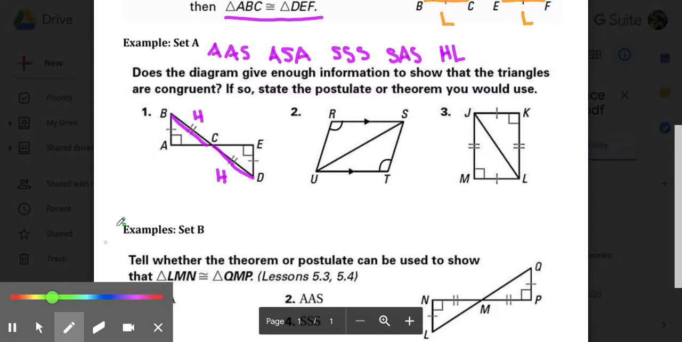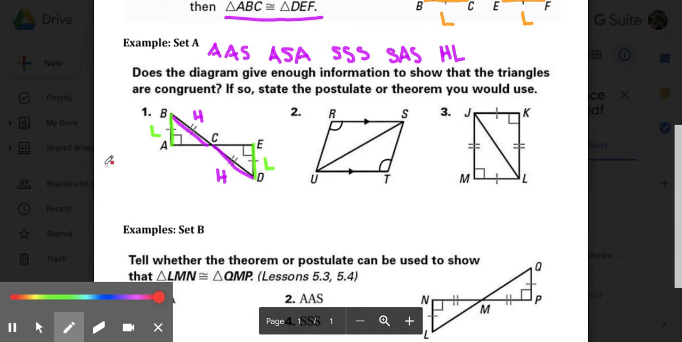Now, let's look for a leg. I see that I have a side attached to the right angle. That would be a leg there. And over here, I'd have another side attached, so that would be a leg. So we do have hypotenuse leg congruence.